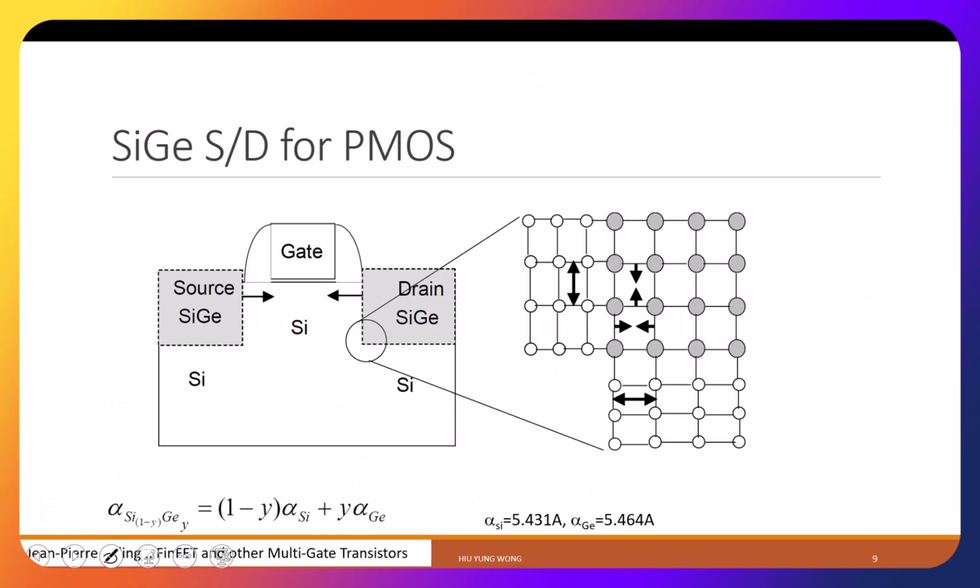Okay, so then how do you do stress for PMOS? Well, we want compressive stress, right? So what you do is make the source-drain atoms larger. So you make silicon germanium source-drain. Germanium has a larger lattice constant. Very little larger, not much. How much is that? Less than 10%, about 5%.